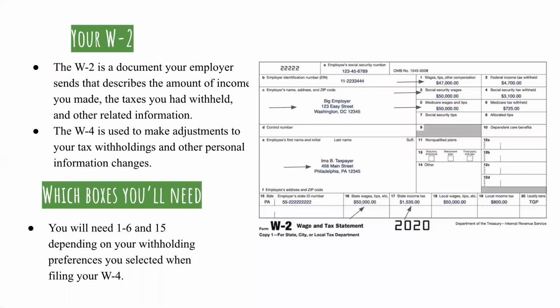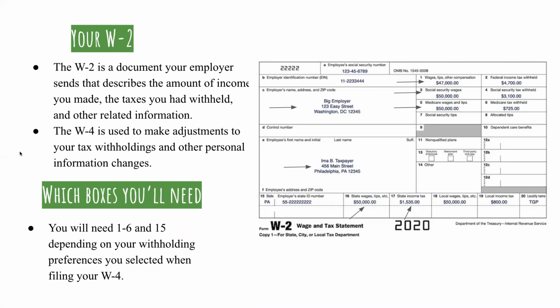All right, so the next thing is your W-2. So we're going to talk about breaking down your W-2 and understanding what the W-2 actually means. So the W-2 is a document sent by your employer that just states the amount of income you made, the taxes they withheld, and other related information. If you notice that you might have filled something out prior to your employment, that's called the W-4, and that's used to make adjustments about your tax withholding as well as other personal information changes. So they won't be sending you the W-4, they'll be sending you the W-2.